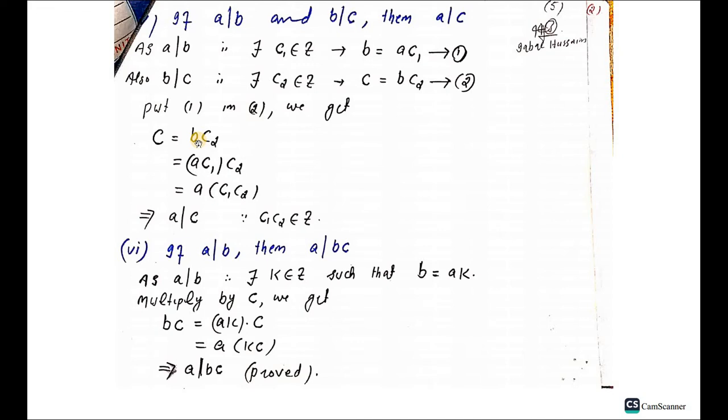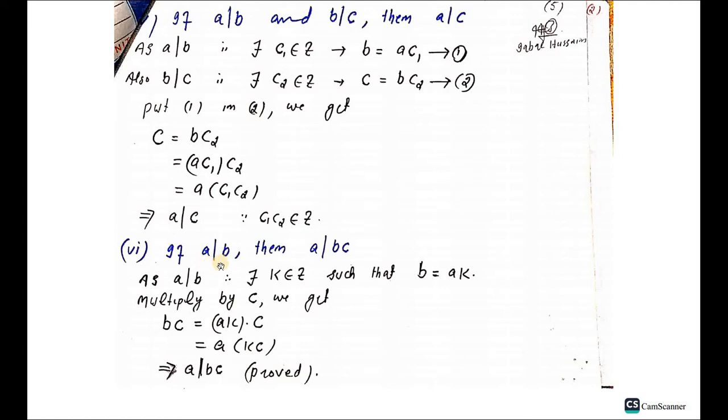b की वैल्यू इक्वेशन नंबर 1 से हमने यहाँ पे पुट किया और यहाँ पे सिंप्लीफिकेशन है. अब यहाँ पे एक इक्वेशन है, this c is equal to a times c1 c2, which means a will divide c, and here c1 c2 are two integers. c1 c2 are integers, hence their product will also be integer. So this is the proof of the transitive property.